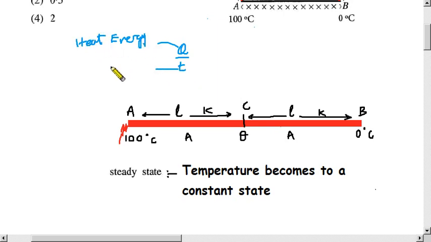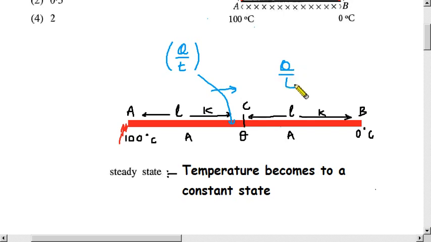What is this time? T, it is time. So that means heat energy flow per second. So this Q divided by t term here, that is incoming heat. So it is equal to the Q divided by t term leaving this place, that is the heat leaving. So the heat incoming is equal to the heat leaving. So therefore the temperature can't rise up or fall down.